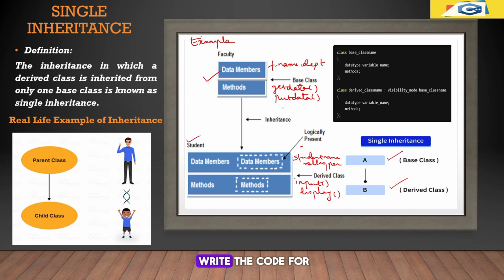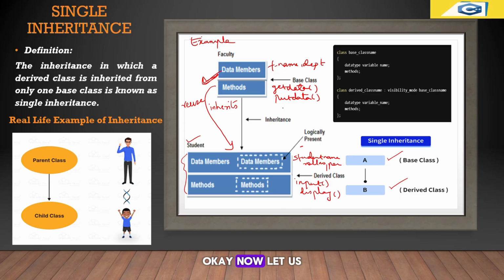Now I will write the code for the student class. In the student class I need some information about faculty as well, so I will not write the same code again and again, right? I will use the concept of inheritance, which means I will inherit the properties. I can reuse the existing code of this faculty class in my derived class.